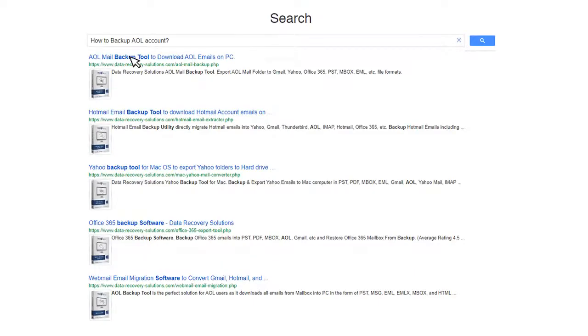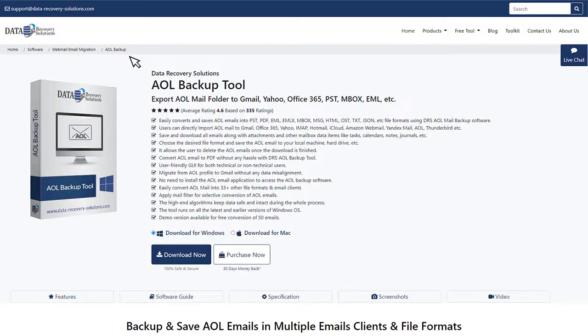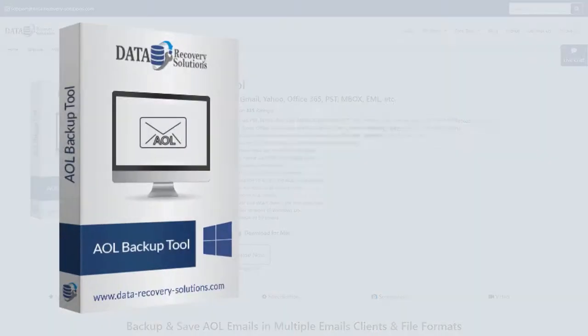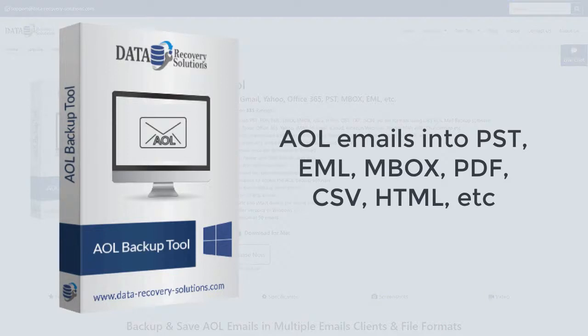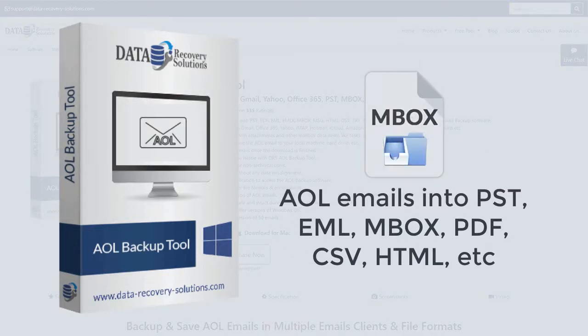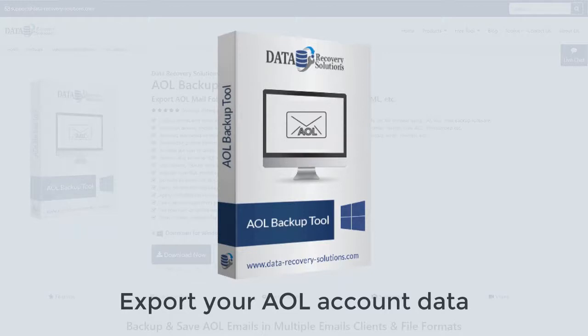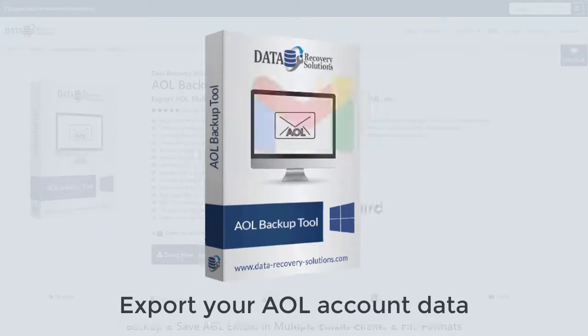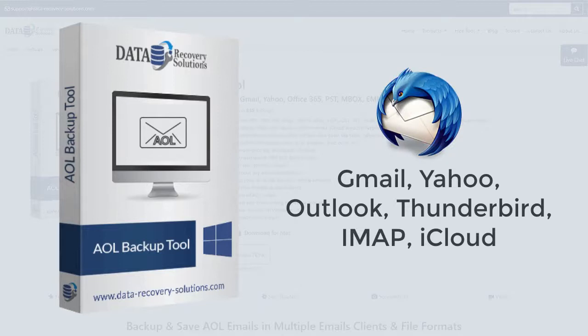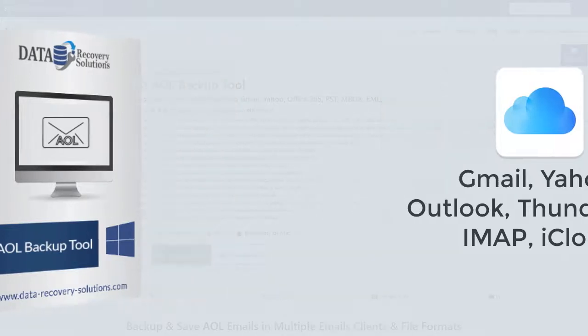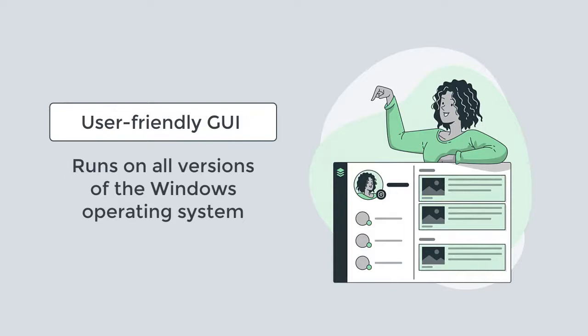Here is the perfect solution: DRS AOL Backup Tool, which can quickly back up AOL emails onto your hard drive in multiple commonly used file formats. This email backup software saves and backs up your AOL emails into PST, EML, MBOX, PDF, CSV, HTML, etc., and other file formats. Also, you can export your AOL account data to other cloud-based email clients such as Gmail, Yahoo, Outlook, Thunderbird, IMAP, iCloud, etc. The tool has a user-friendly GUI and runs on all versions of the Windows operating system including Windows 10. Let's check out the prerequisites of the software.